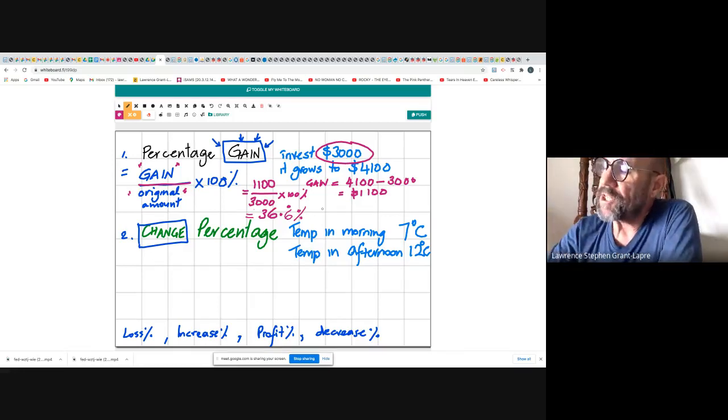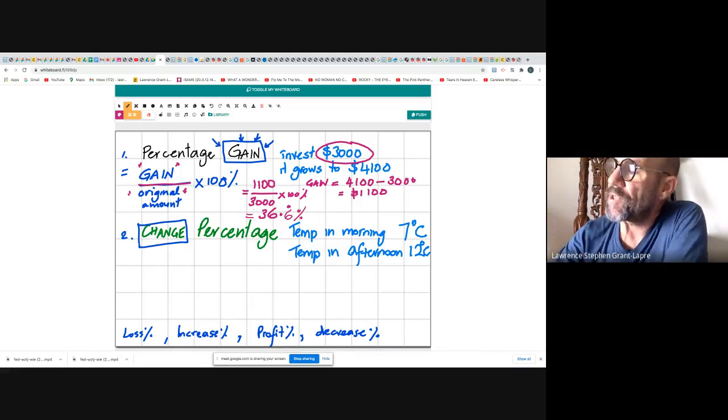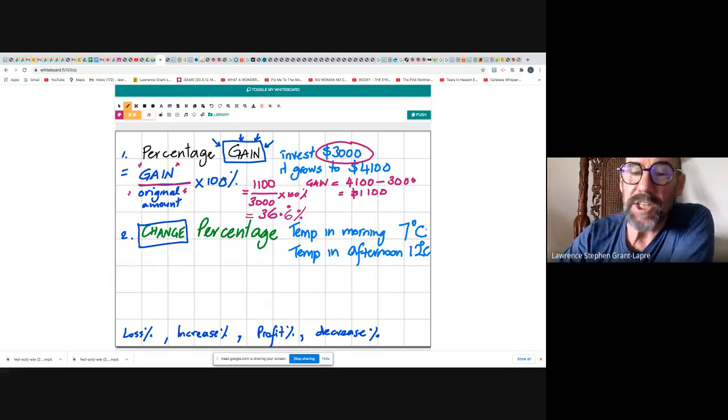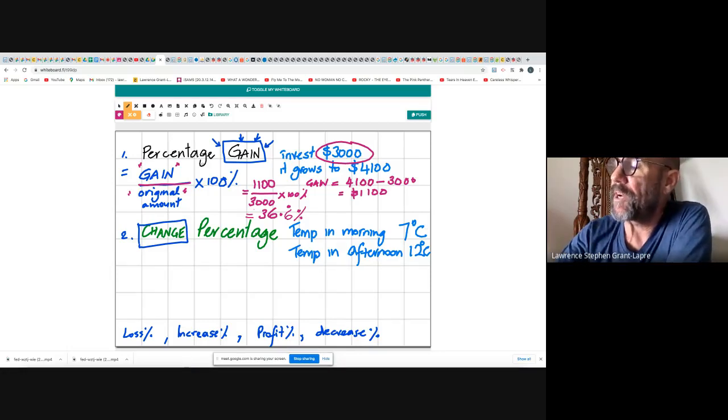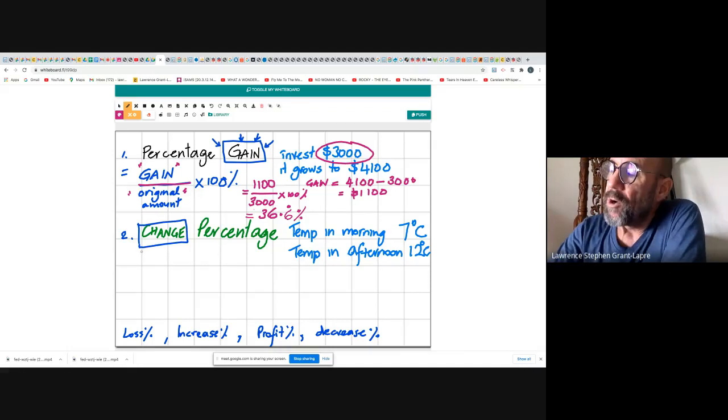Well, let's look at the change percentage. Question 2: the temperature in the morning was 7 degrees. The temperature in the afternoon was 12 degrees. What was the change percentage, or the percentage change? It doesn't matter whether you put the word in front or the word behind. This word here is the first word of the formula.